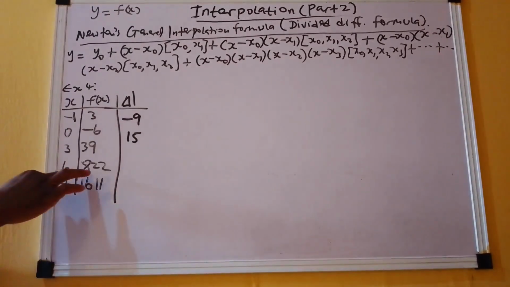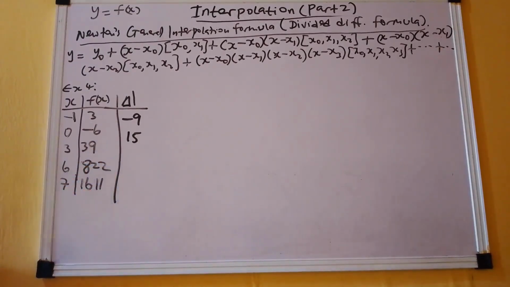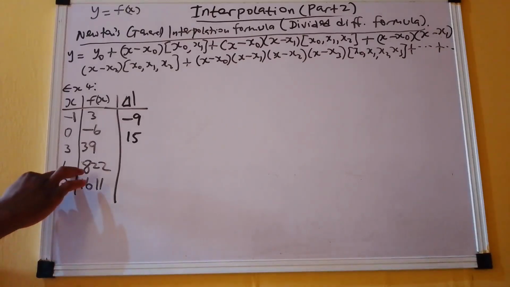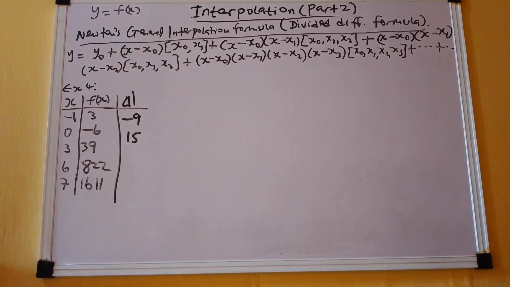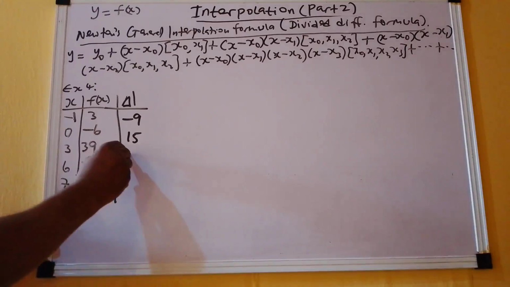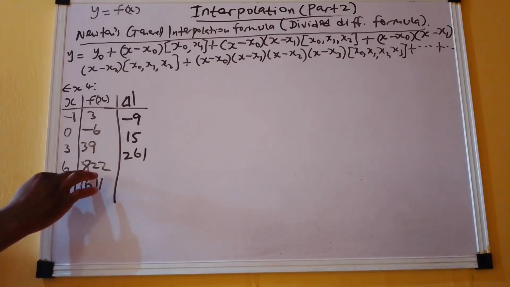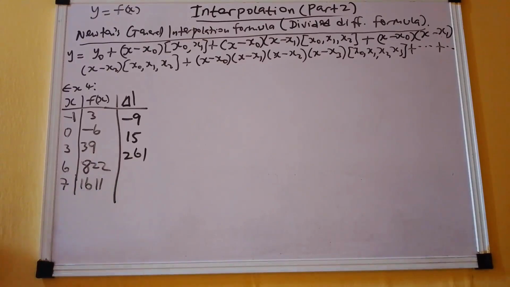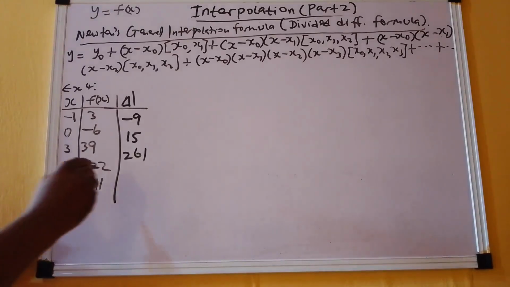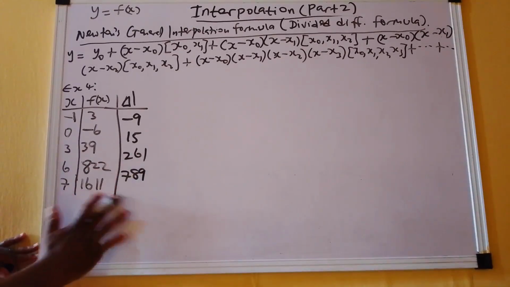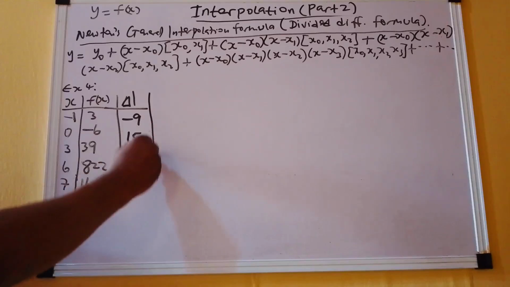Then now, you will see 822 minus 39. 6 minus 3 is 3. So 822 minus 39, you divide the answer by 3, you will get 261. Here again, 1611 minus 822, of course, you will get 789. 7 minus 6 is 1. Divided by 1, it remains itself. So you have 789.